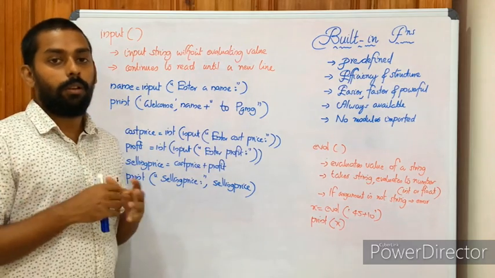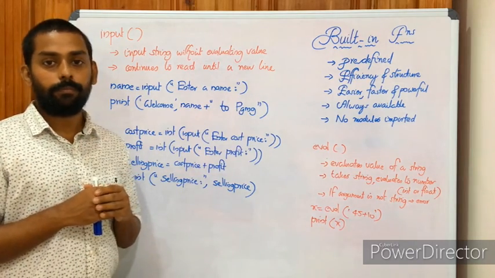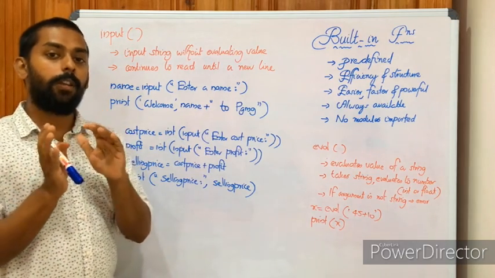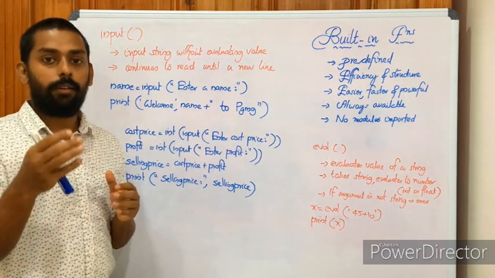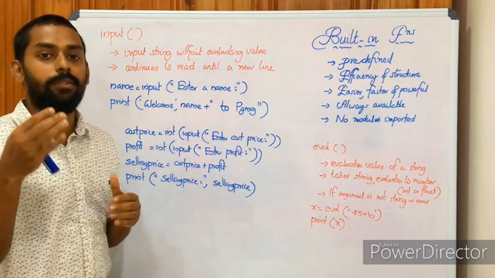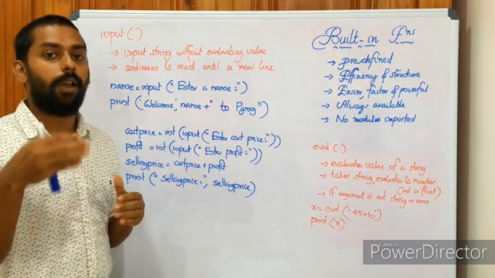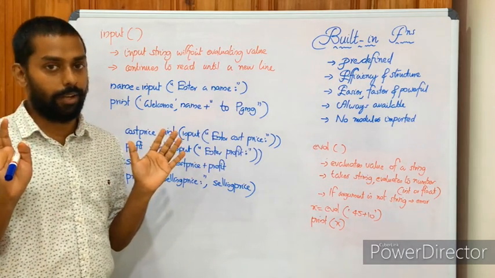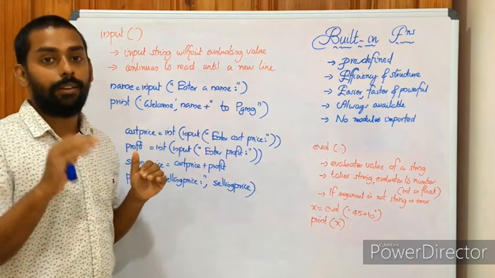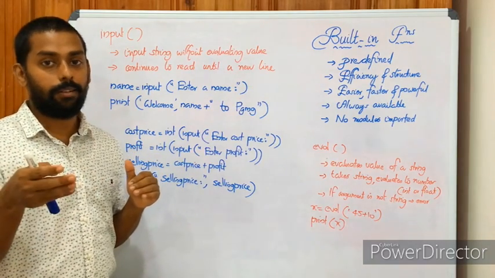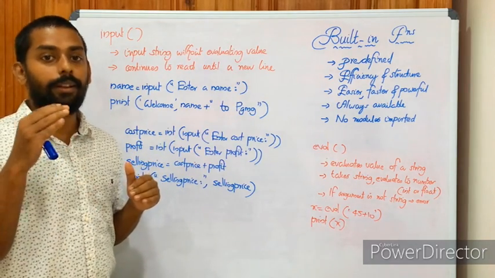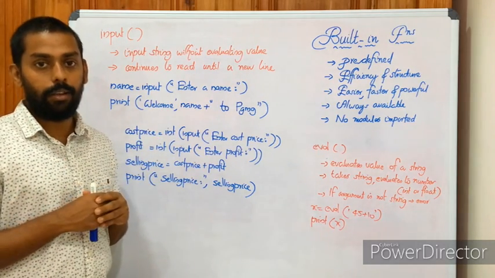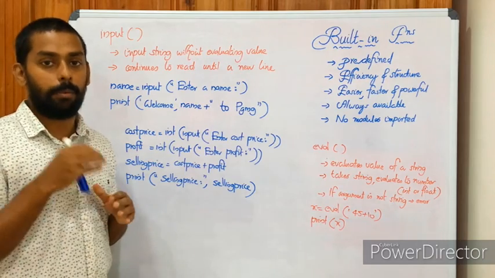Okay, so the input function. That is the most commonly used function for inputting a value to a program, and it allows us to input a string that does not evaluate to any other type, which will be taken as a string. Then it continues to read characters or text from the user until it encounters a new line. And we have seen two examples of input function implementation.